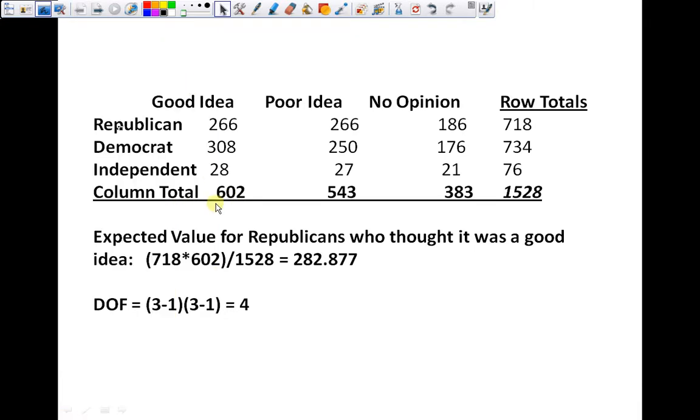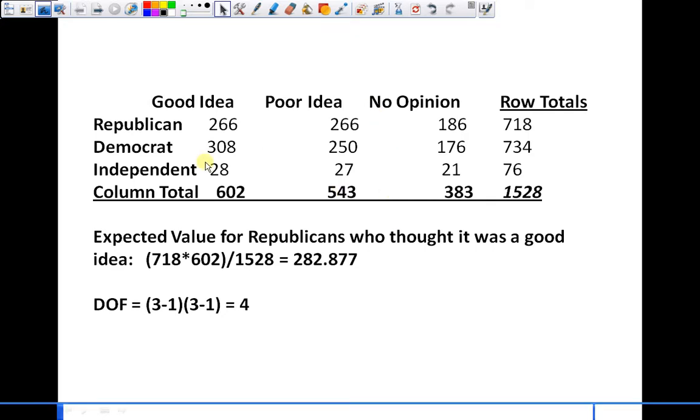One thing here: for the chi-squared value, we're going to have 9 contributions. What we're going to do each time is take the observed 266, subtract the expected 282.877. We're going to square that difference, and then divide it by the expected again, which is 282.877. Okay, that's how we're going to get each contribution. Then we add up those 9 contributions. That will give us our chi-squared value.